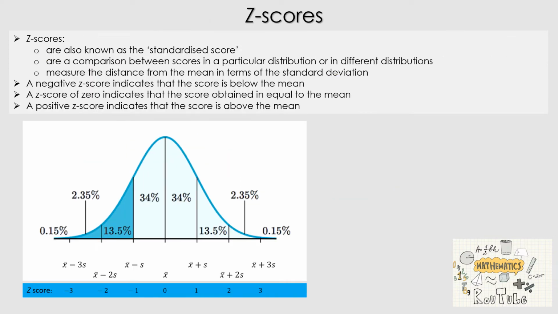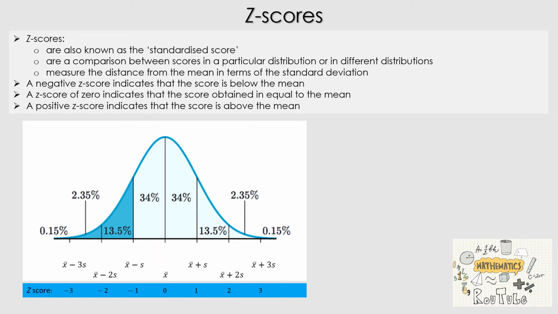Now we're going to get an introduction into Z-scores, and Z-scores and normal distribution tie in really well together, which is why I thought to create a video combining both. So Z-scores, what are they? Z-scores are also known as standardized scores or a standard score. It's really important that you understand whether you're asked for a standardized score, a standard score, or a Z-score. They all mean the same thing. They allow us to compare scores in a particular distribution or in multiple different distributions. They measure the distance from the mean in terms of the standard deviation.